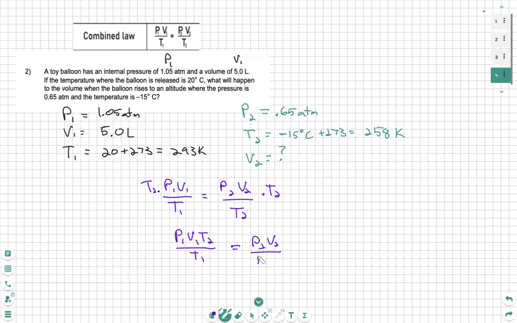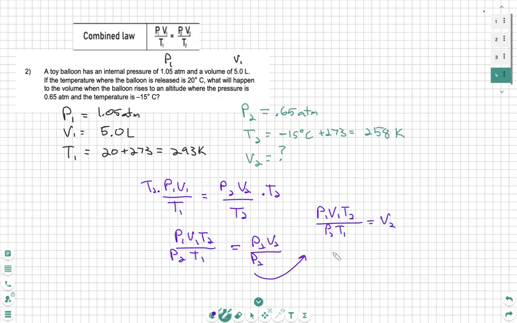Then I know I need to divide by my P2. And when we do that, it's actually going to go on the denominator, because when I divide, it is the same thing as multiplying by 1 over P2. So that's what we're going to do, and we'll put that down here now. So we're going to rewrite, and we have P1 V1 times T2 all over P2 times T1. And that's going to be equal to our volume 2, our final volume.